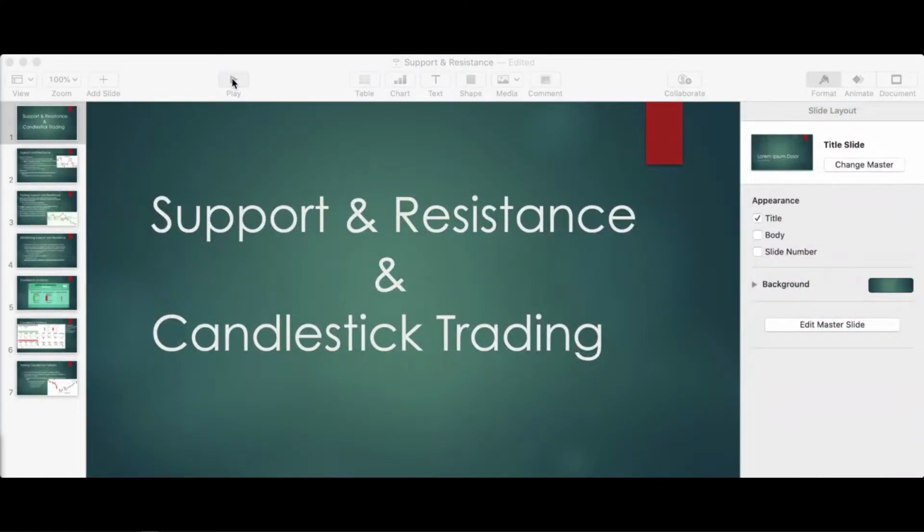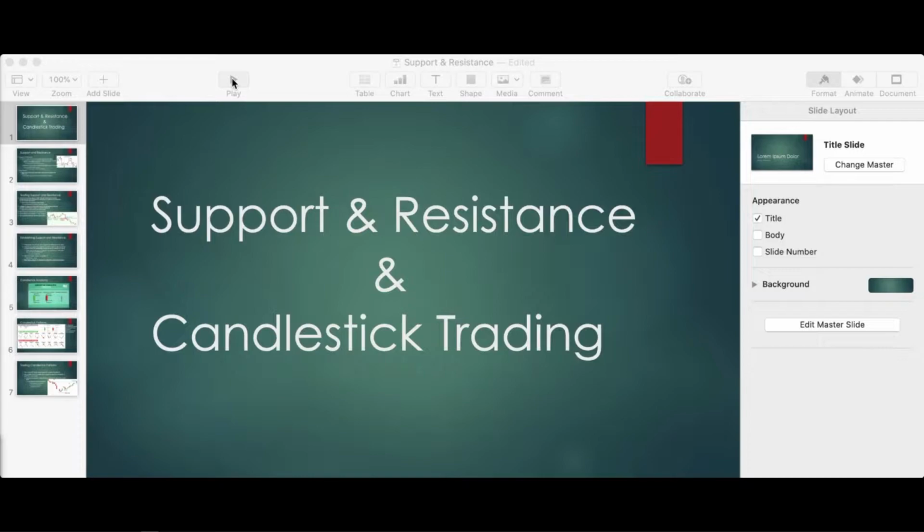All right, so this is what we're going to be going over today, some support and resistance and candlestick trading. So with support and resistance, the way this works is I like to think of it as support would be your floor and resistance would be your ceiling. Just like a good analogy to think about when you're thinking about support and resistance just as a whole.